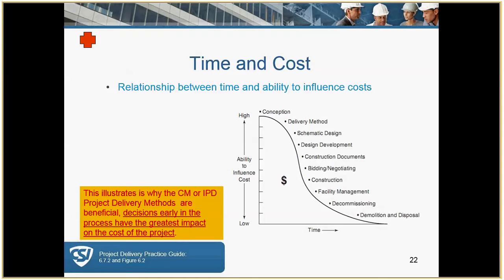But that is the most important time for all parties involved to put their input into whatever it might be, whether it's the engineering systems, site, because as time goes on, there will be less time to influence costs. Here it says this illustrates why the CM or the IPD project delivery methods are beneficial. Decisions early in the process have the greatest impact on the cost of the project. And again, we want to change this around where our engineers have a lot of input on the front end, because we don't want to go backwards in terms of design.